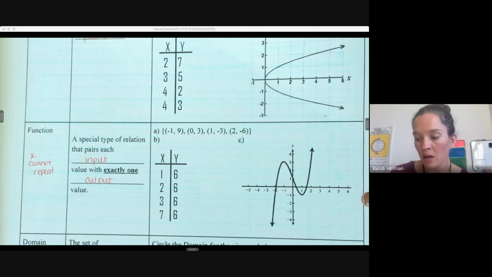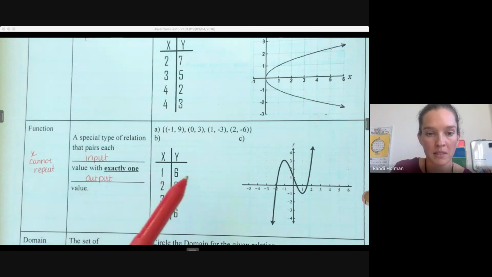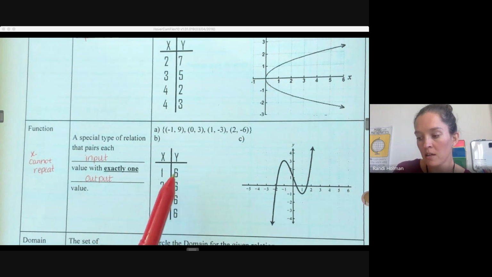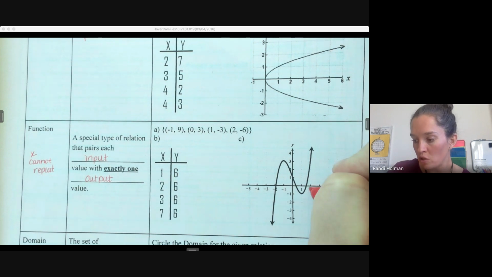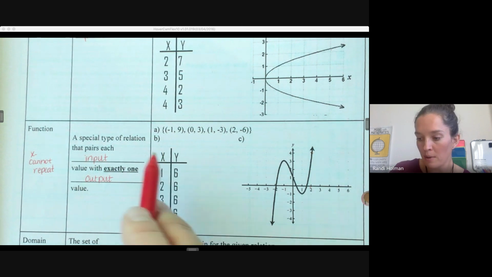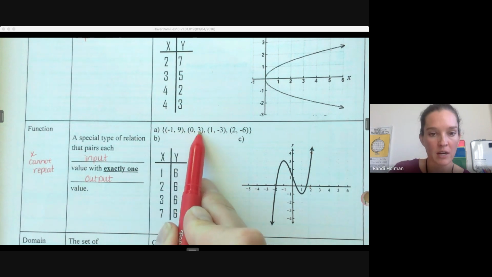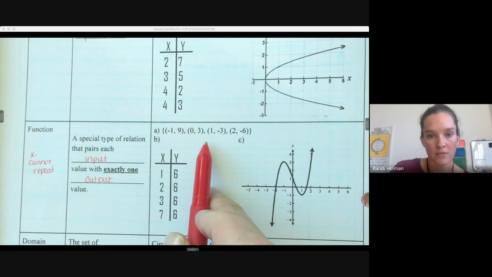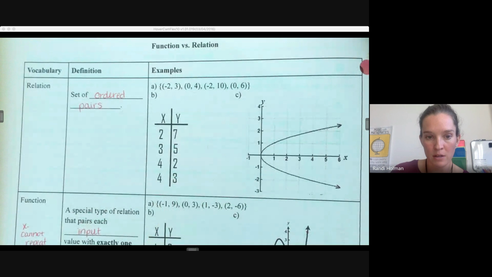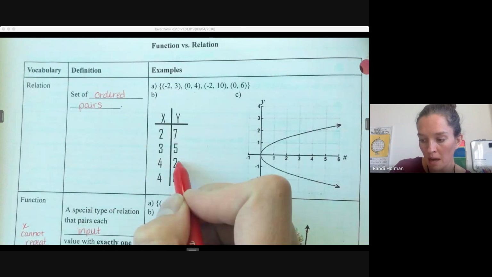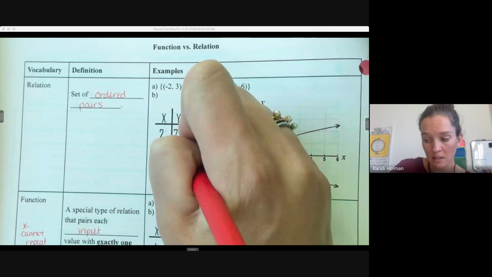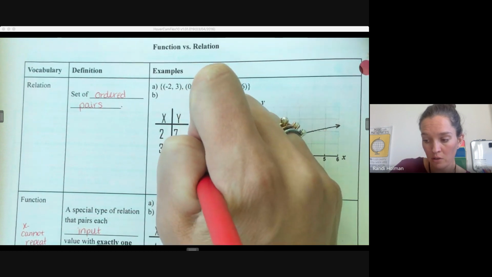But if I tell you my x value is 1, you should be able to tell me for sure what the y value is. My x value is 1, my y value is for sure 6. If my x value is 2, my y value is 4. If my x value is 0, my y value is 3. I know for sure what it is. Versus if we have something like this up here, if I tell you my x value is 4, my output could be 2, but it also could be 3. This is not a function.